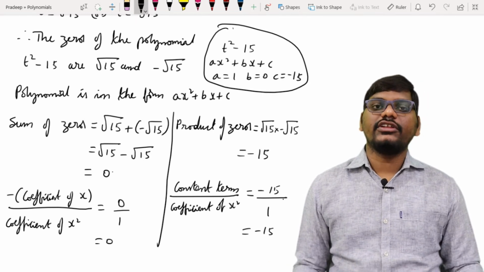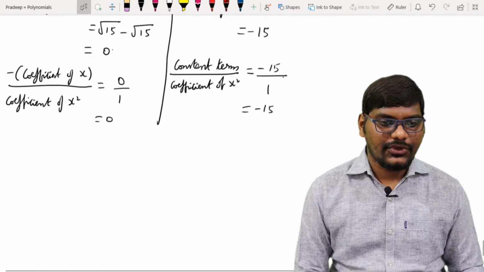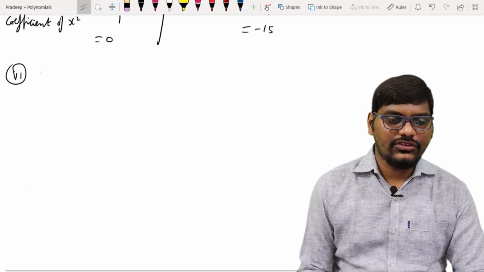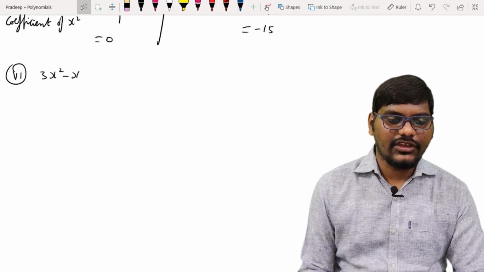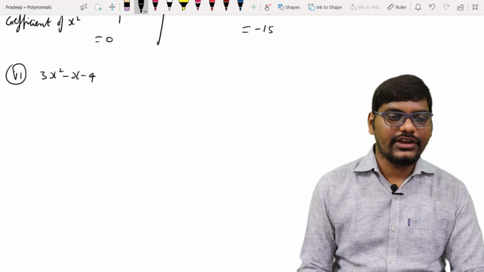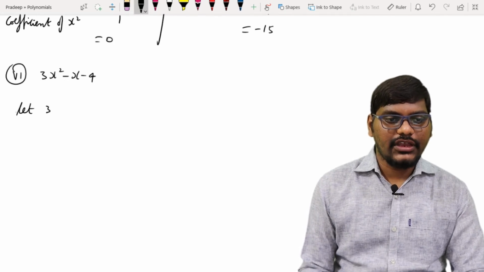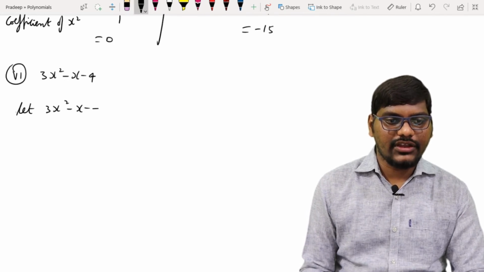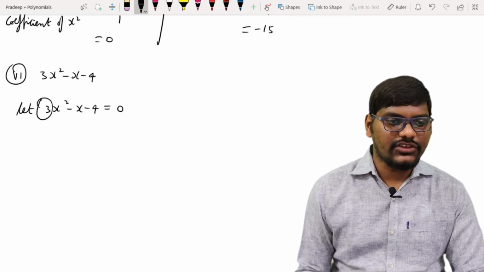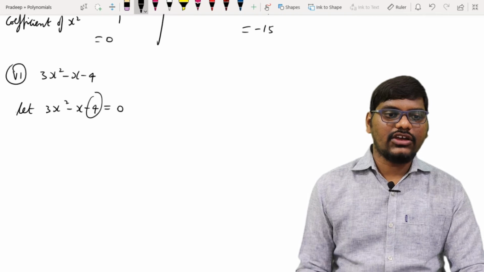So let's see the next question also. Okay. So the next question is 3x square minus x minus 4. So this is also a quadratic equation. So we can write, let 3x square minus x minus 4 equal to 0. In this particular equation, the coefficient of x square is 3 and the constant is 4.